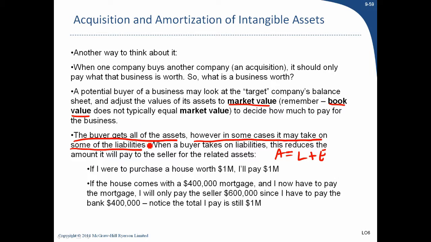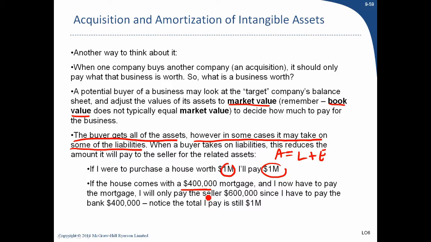If I were to purchase a house worth $1 million, I'm going to pay $1 million, right? If the house comes with a $400,000 mortgage, okay, let's say I'm buying a house from you, and you say, can I transfer my mortgage to your name? You take the $400,000 mortgage and just give me 600 grand. Okay, I've still given away $1 million worth of economic substance.